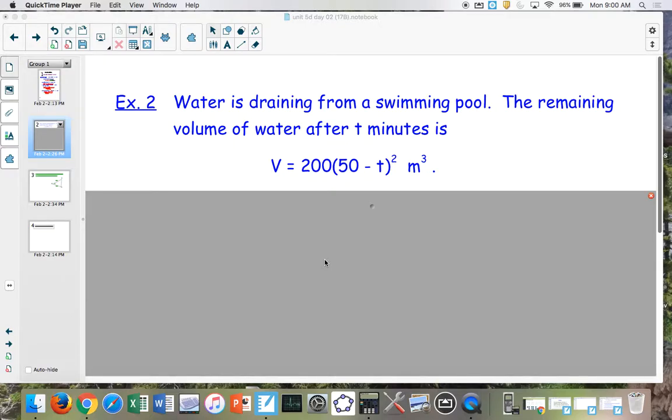Okay, for our second example, let's look at water draining from a swimming pool, and the remaining volume of water after t minutes is given by V equals 200 times the quantity 50 minus t, quantity squared, and our units are in cubic meters.